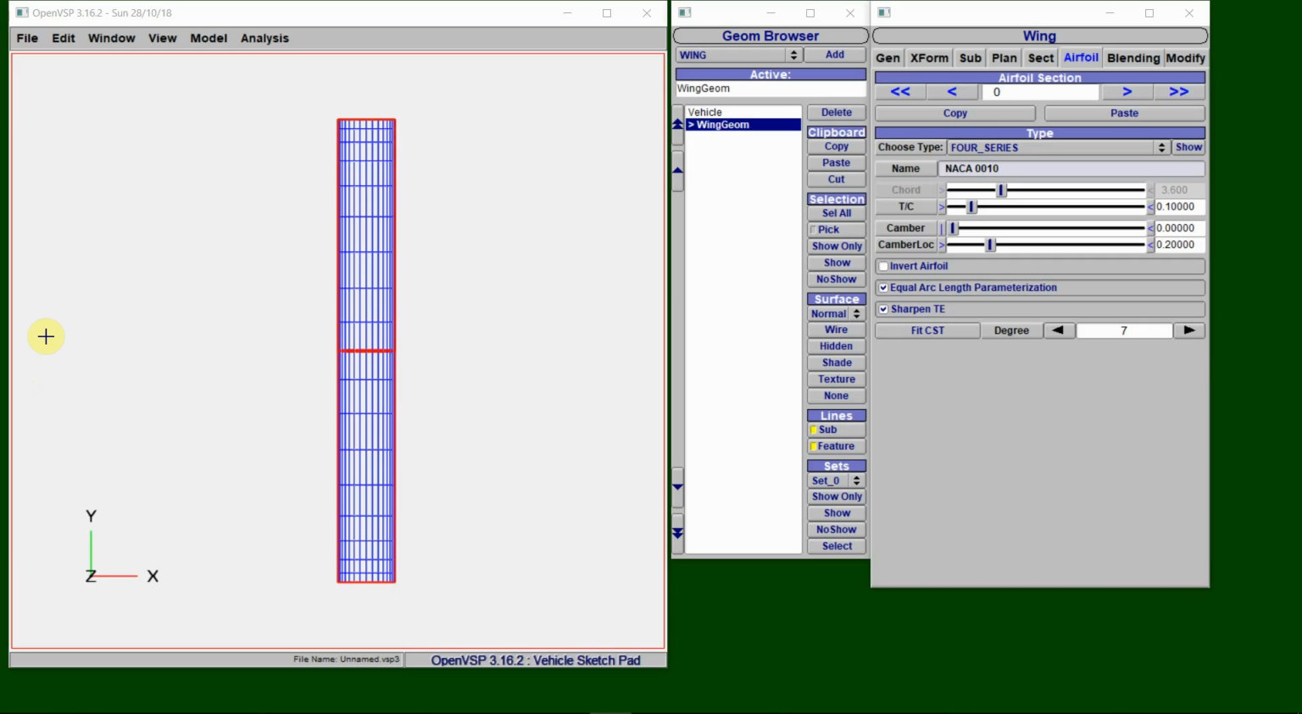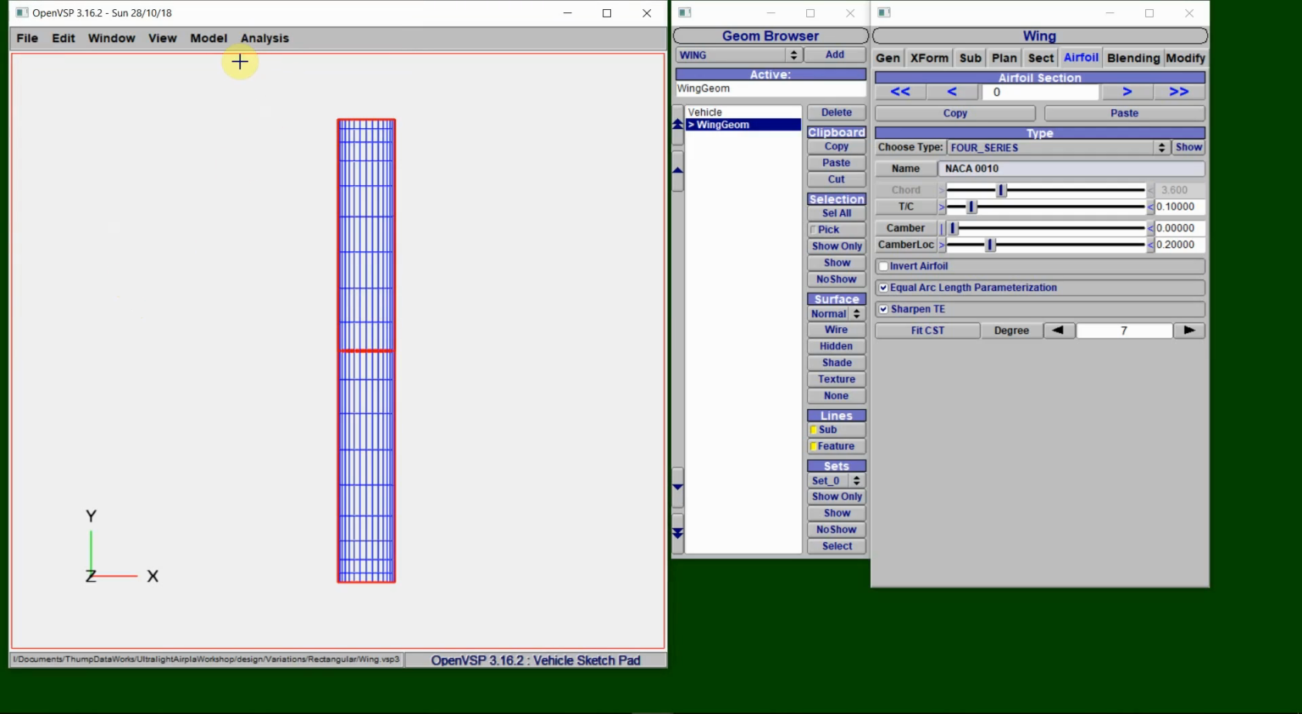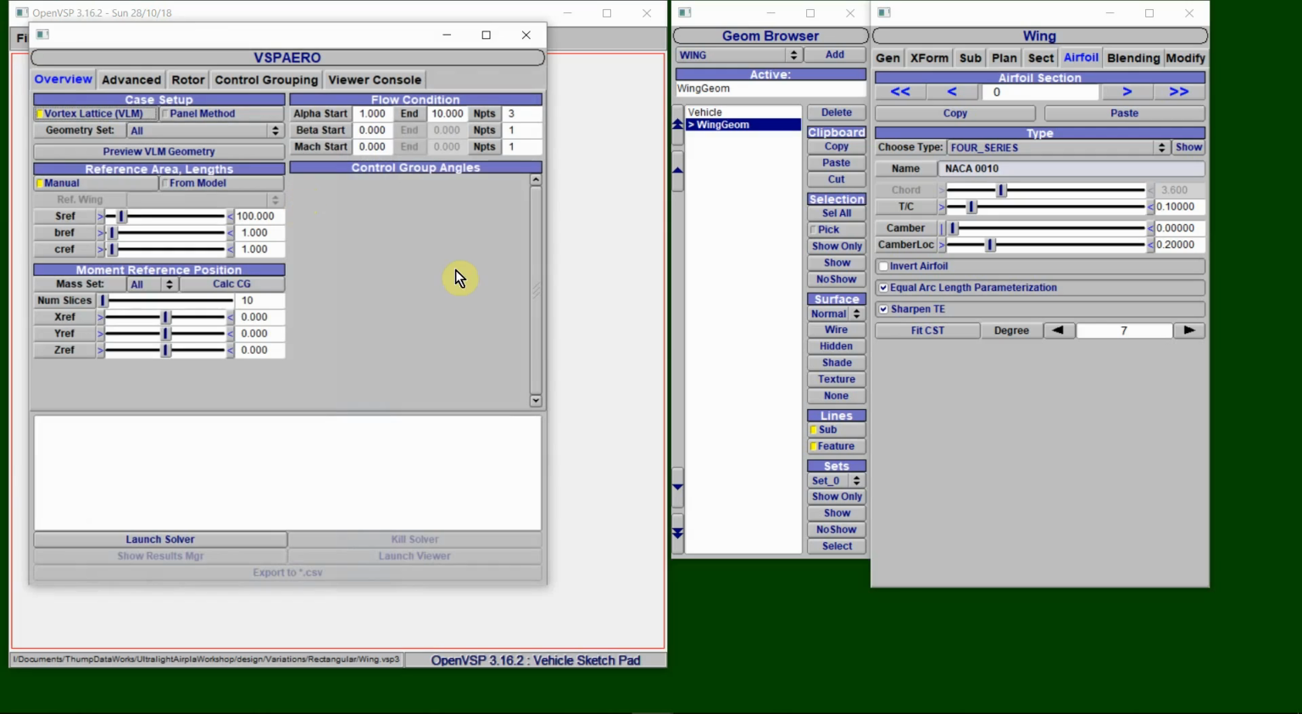Now we come to the part where we're going to do a little computational analysis on our rectangular wing. First, I want to save out this wing, so if we have a little screw up, we can come back and work on it some more. I'm going to store it in this rectangular file. Alright, now we come underneath the analysis, and we come down to VSPAero.